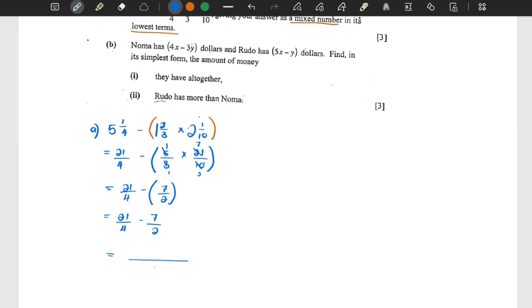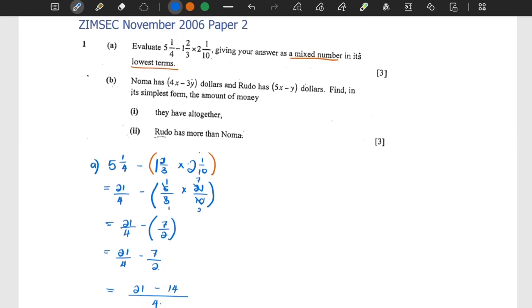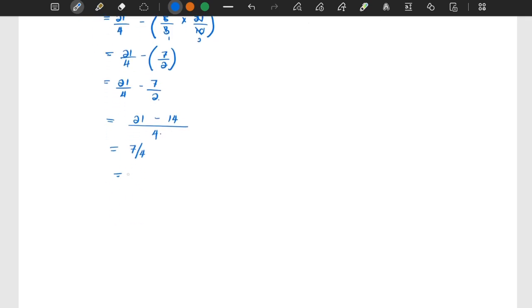Lowest common multiple is going to be 4. 4 into 4, 1 times 21, 21. 2 into 4, that is 2 times 7, that is 14. 21 minus 14, that's 7 over 4. But the question asks us to leave it as a mixed number. So 4 into 7, that's 1, remainder 3 over 4. So that's our answer.